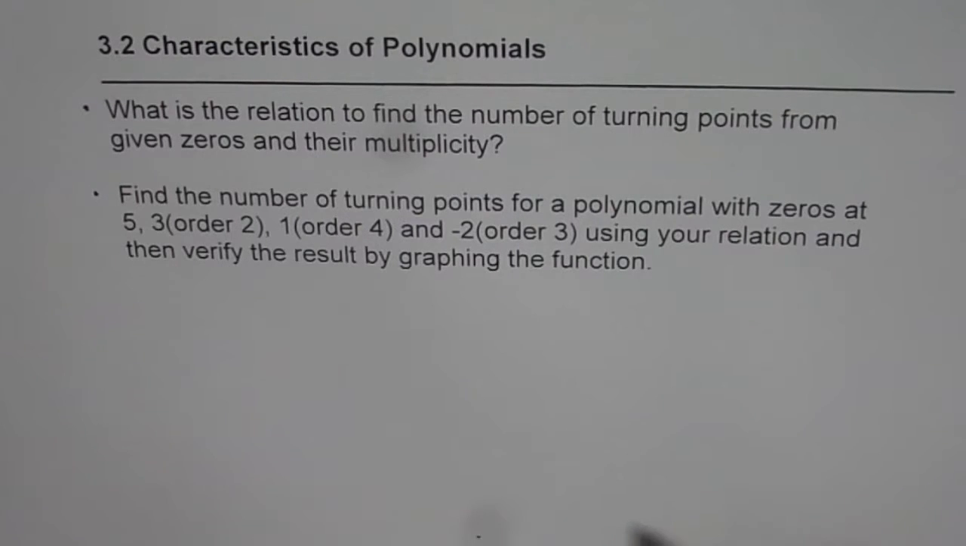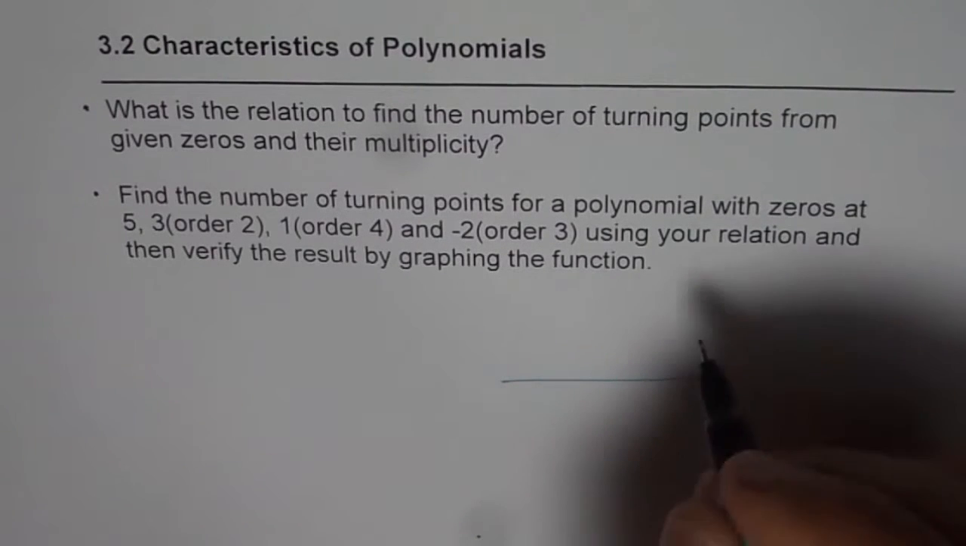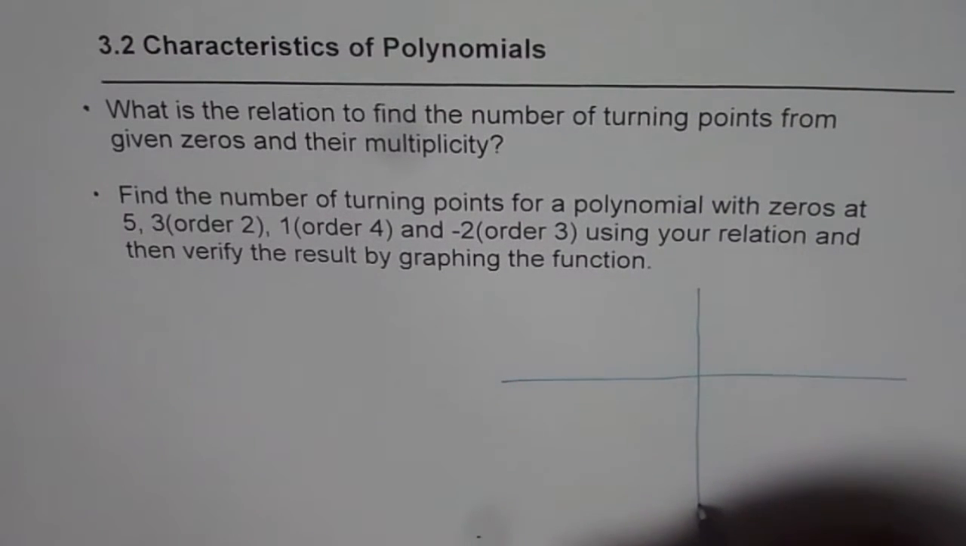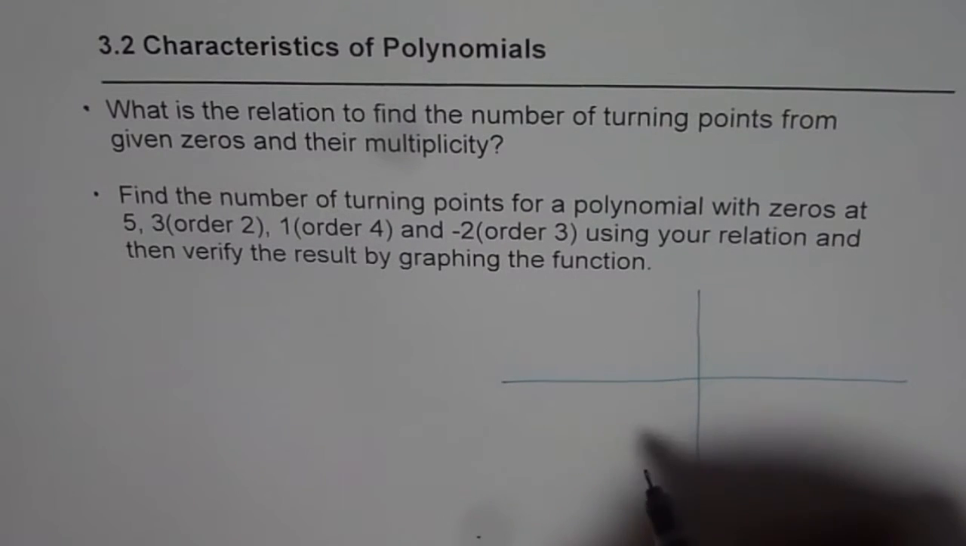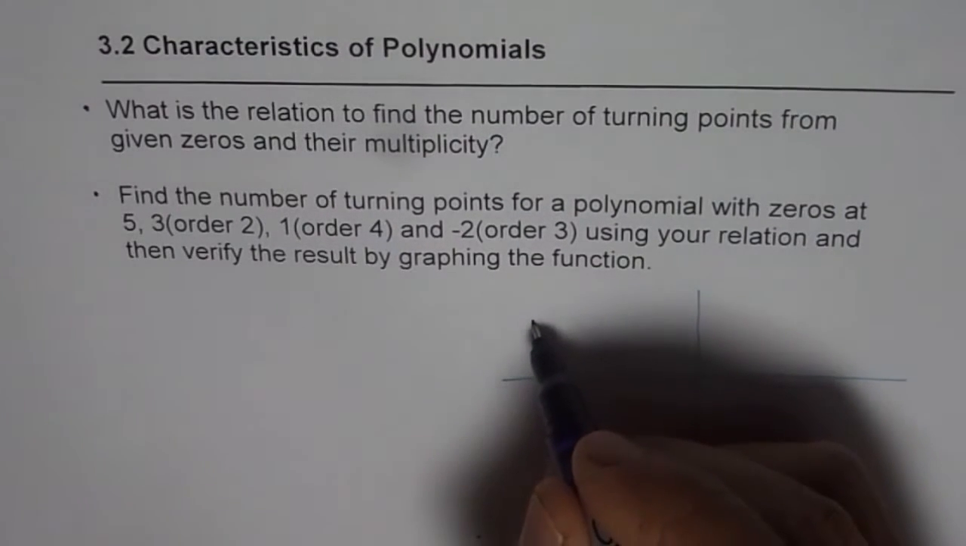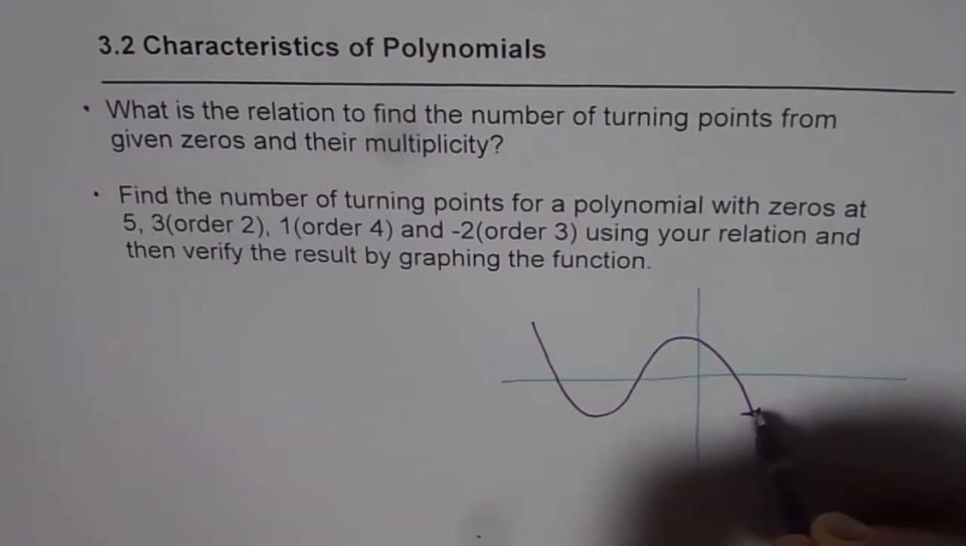So there are two parts to it. Let us see how to do them. I'd like you to rewind the video and listen to it once again so that you understand all the concepts. Now let's begin with a simple example where we'll take a polynomial function with just linear zeros, right? So let us say this is our polynomial function.